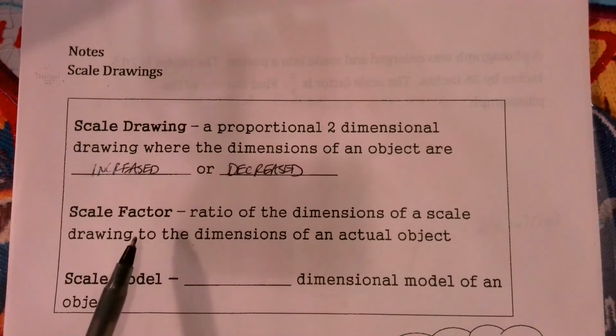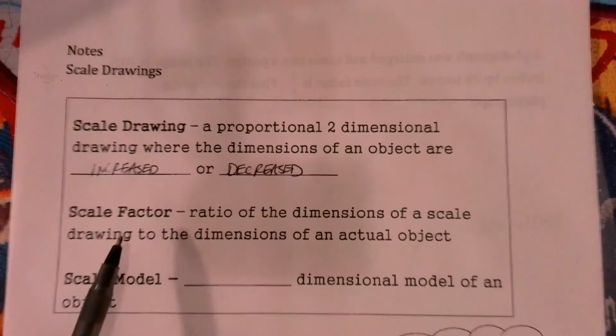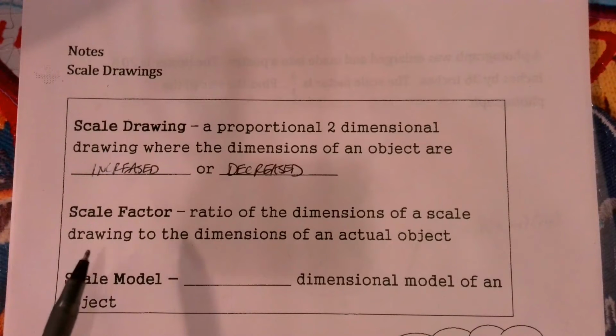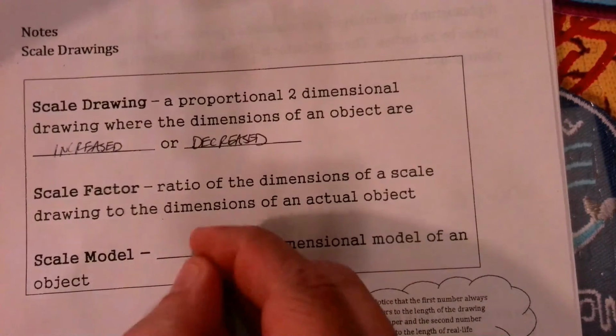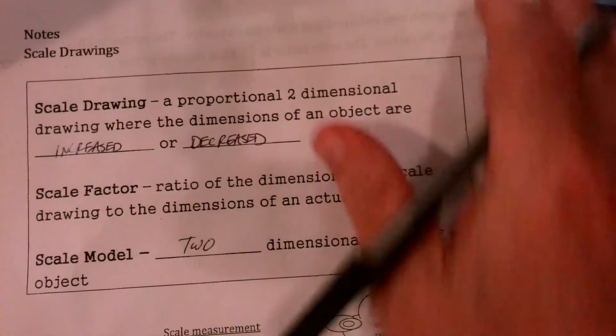So it tells, because a factor is just a multiplication problem. So if it's going from smaller to big, you're going to multiply it by some number that's probably greater than 1, or we could have a fraction, which you'll see as we do these. Okay? Scale model is just a two-dimensional model of an object.